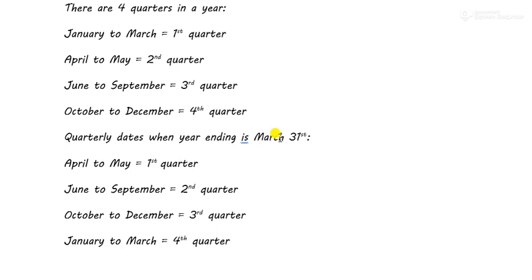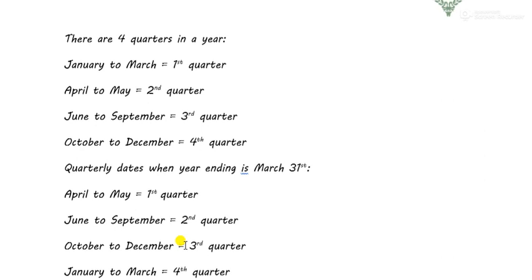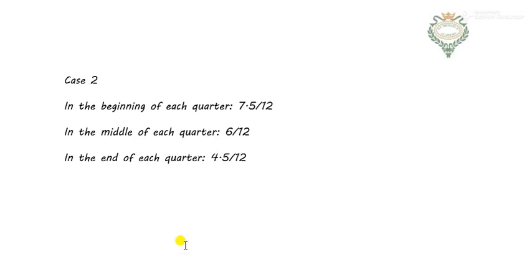However, if the question says that the year ending is on March 31st, then the year starts on April and ends on March next year. So in that case, the first quarter will be from April to June, July to September, October to December, and January to March will be the fourth quarter. In all the cases, the multiplication by months will be the same. In both the cases, whichever year they give you, if they say that the cash has been withdrawn in each quarter, then you'll apply these formulas after seeing whether it is withdrawn in the beginning, middle, or end.